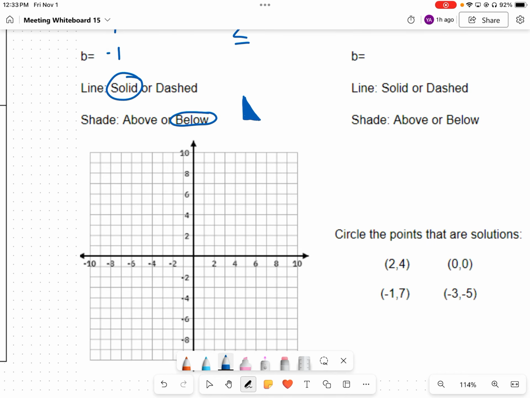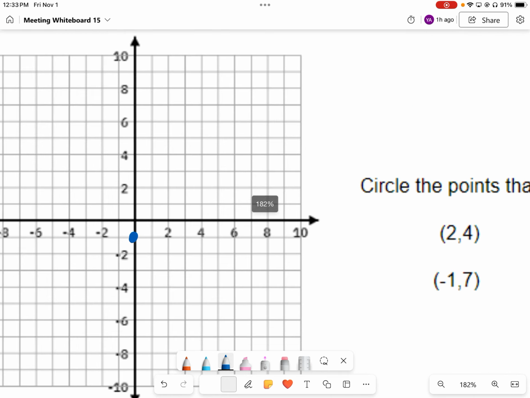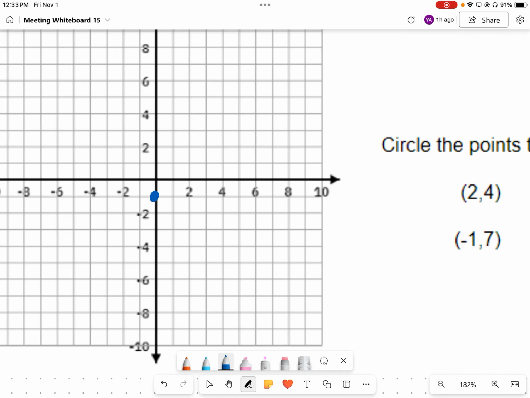Okay, so let's graph it. We're going to start with negative 1. And then do 5 over 4. So that means I'm going to rise 5, run 4. 1, 2, 3, 4, 5, run 4.